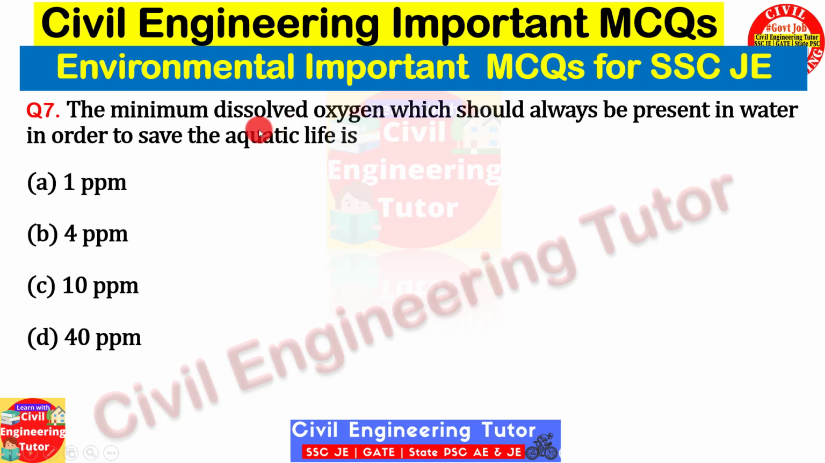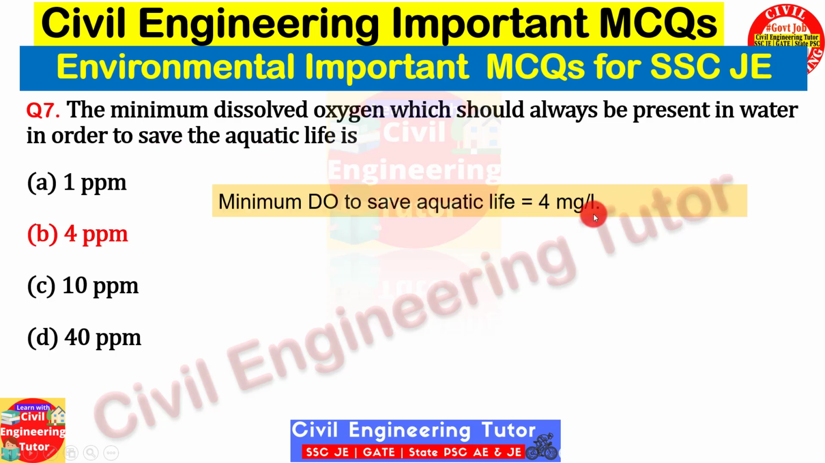The minimum dissolved oxygen which should always be present in water in order to save aquatic life. This is a very theoretical question. You have to remember the answer, and here the answer is minimum DO for aquatic life is 4 ppm or 4 milligram per liter.